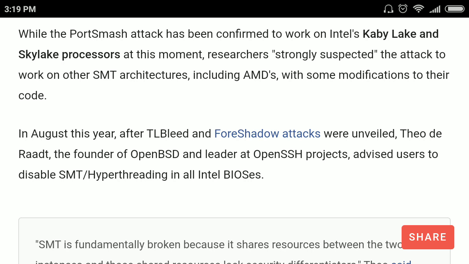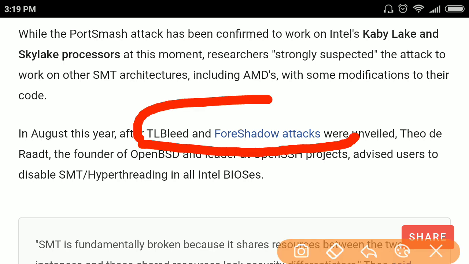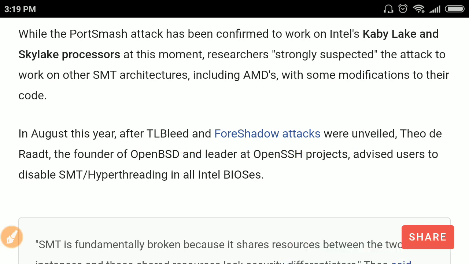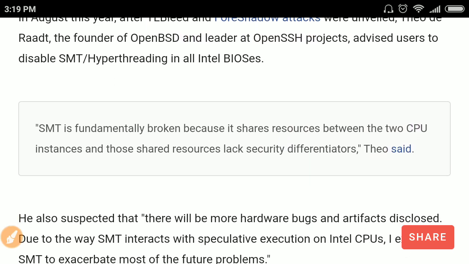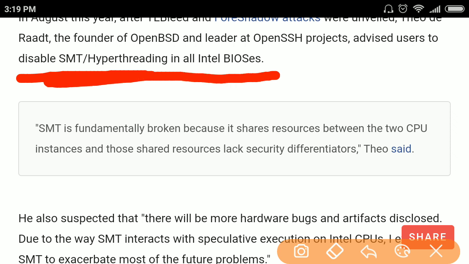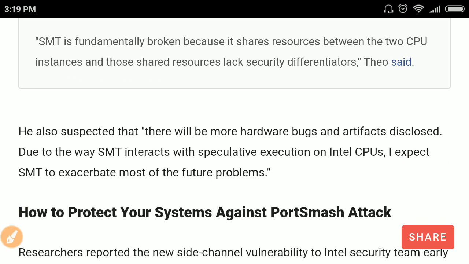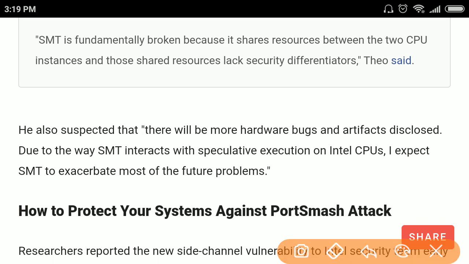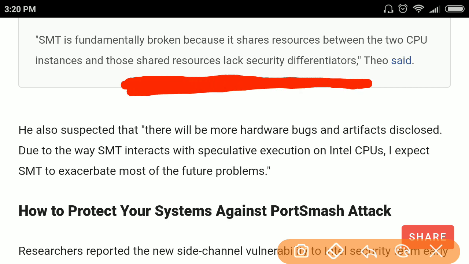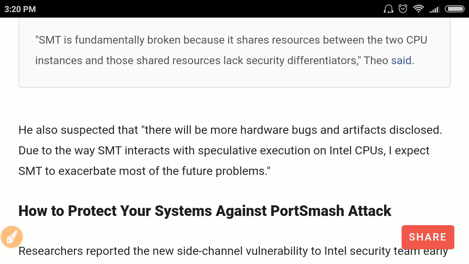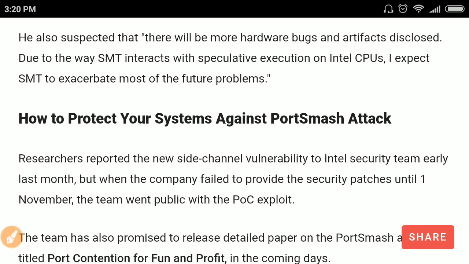They say that earlier this year, other vulnerabilities related to side channel attacks were also revealed, and the main thing users are advised is to disable SMT or hyper-threading in all Intel CPUs, because this feature is exploiting the security of shared resources. So once you disable this feature, the resources will not be shared among two threads on the same physical core.